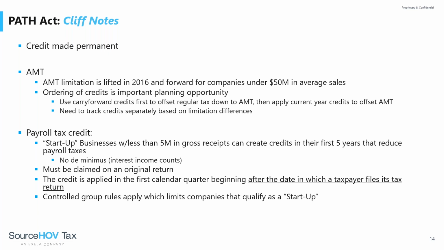So if you happen to be a startup, you want to strike while the iron's hot, get these credits on the boards. You can still use them, even though after 5 years you can't create new payroll tax offsetting credits. You can use them into the future against payroll taxes up to the 20-year carry forward. The way it gets utilized is it gets used in the first payroll tax quarter prospectively once you file your return. So a 2019 return that's filed on March 15th of this year, you'll start using those credits in the second quarter against payroll taxes.